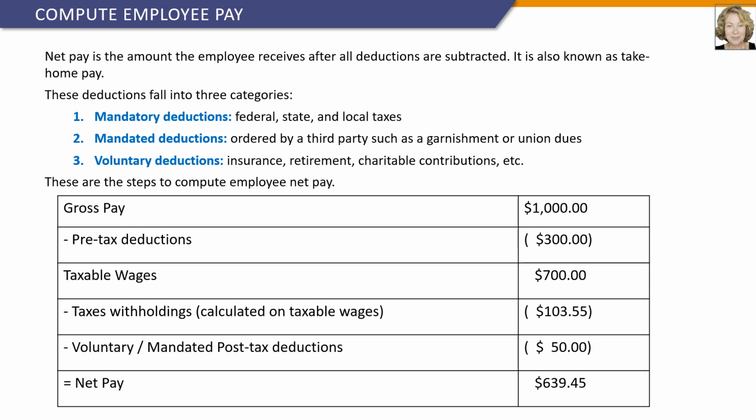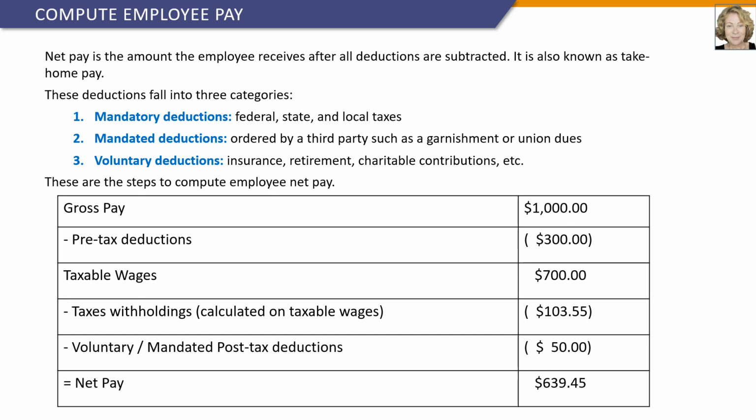We start with the employee's gross pay, and in our example, that's $1,000. Then we subtract the pre-tax deductions to get to the taxable earnings. In our case, the pre-tax deductions are $300. That leaves us with taxable wages of $700.